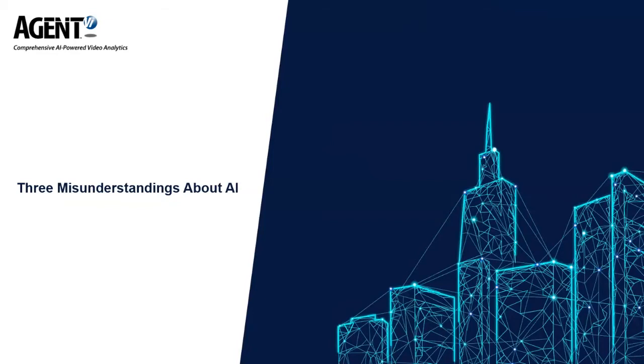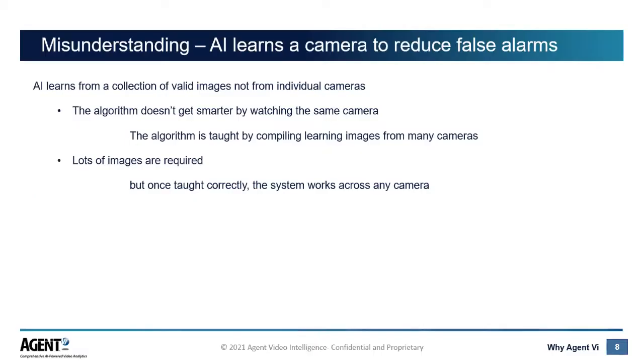So let's see. All right, some misunderstandings about AI. First, let me start with one of the ones that comes up the most often, but is actually the most misleading and the trickiest to explain to customers. Customers will say to me, "So does your AI learn a camera over time to reduce false alarms?" Now, this question is flawed because AI doesn't work like that at all.